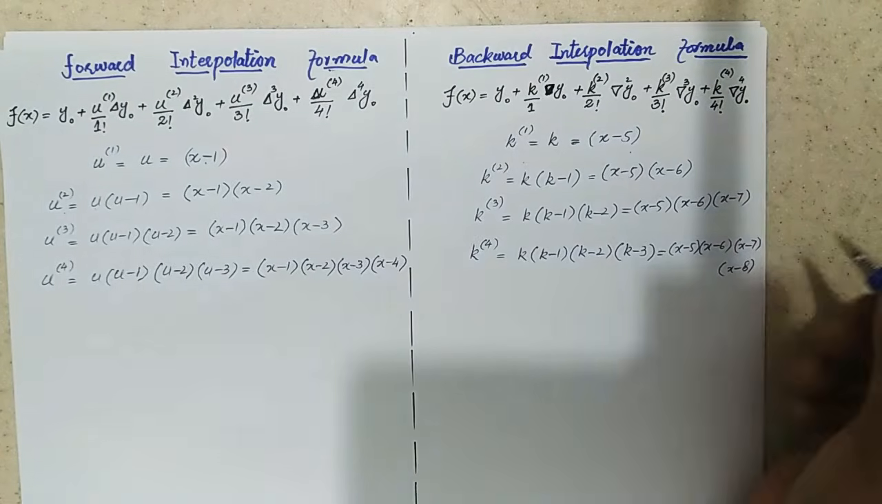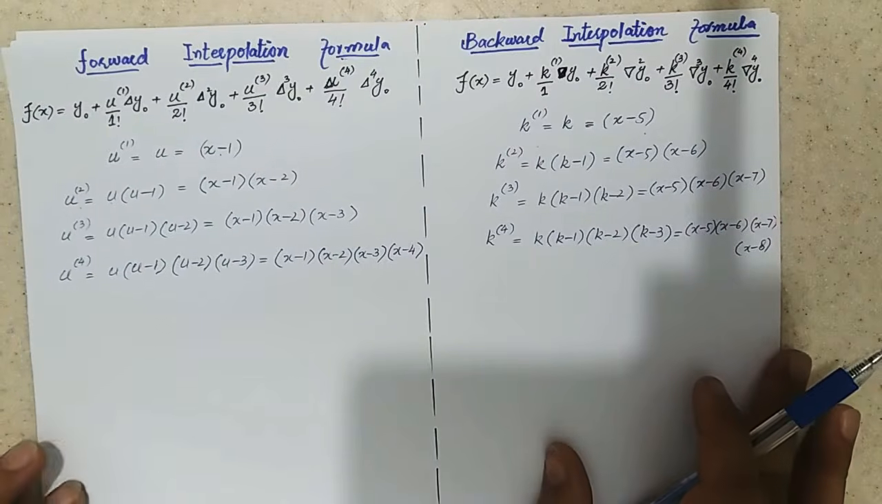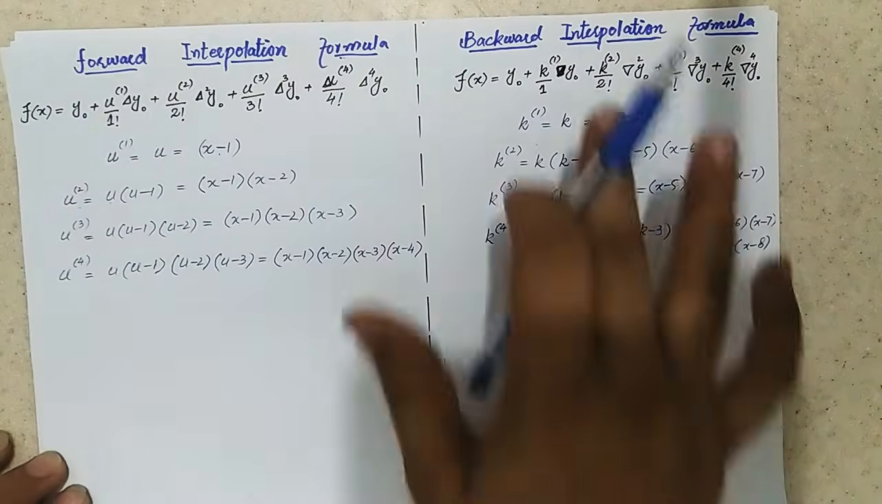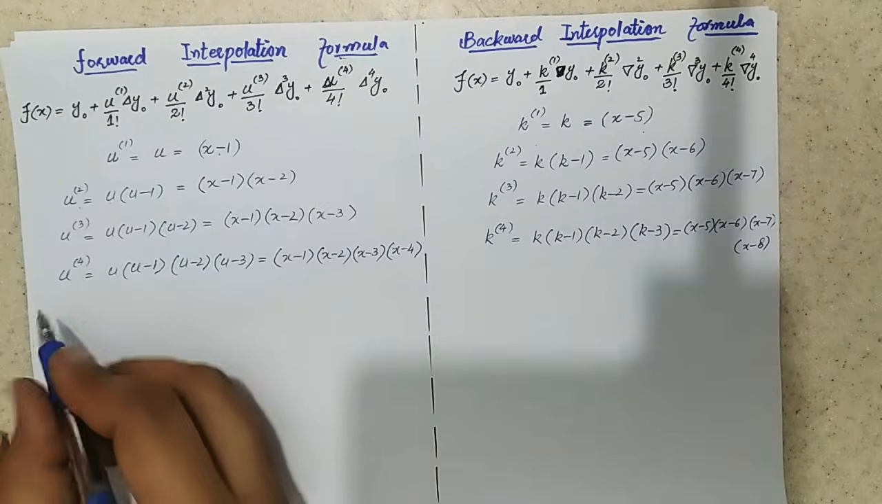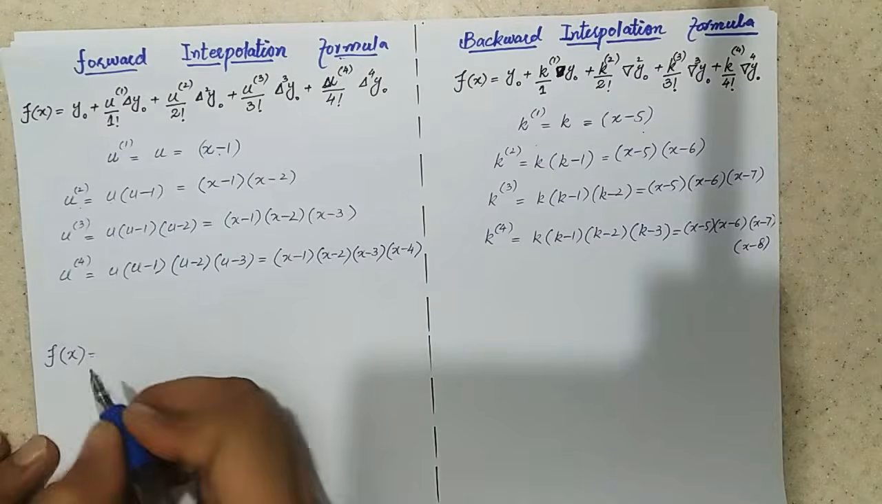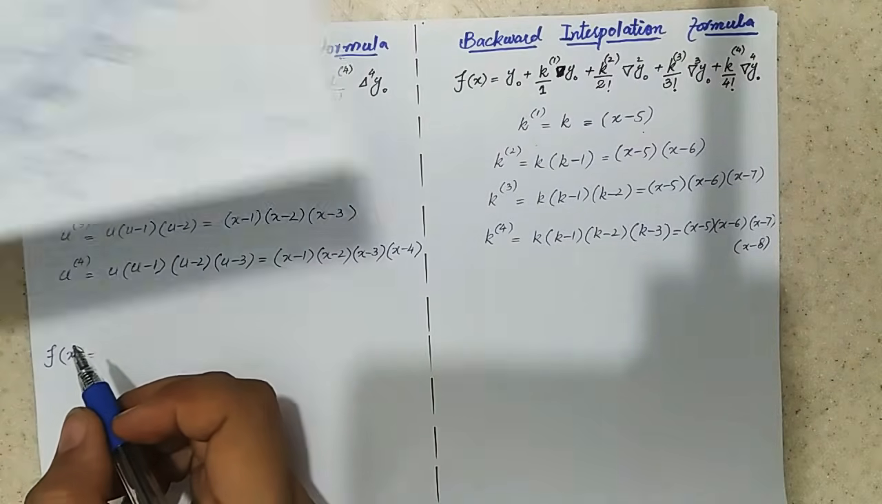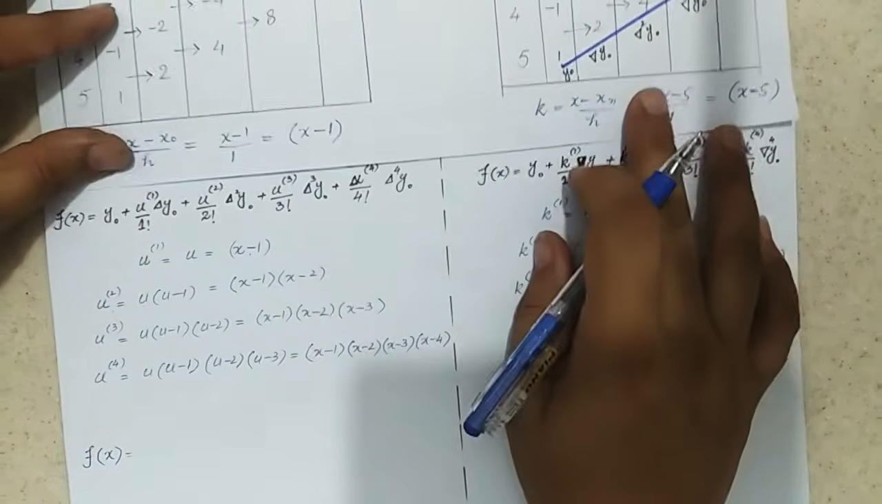Now we will use these values and put them into the forward interpolation formula and backward interpolation formula. So f of x is equal to y naught. Let's put it here to solve.